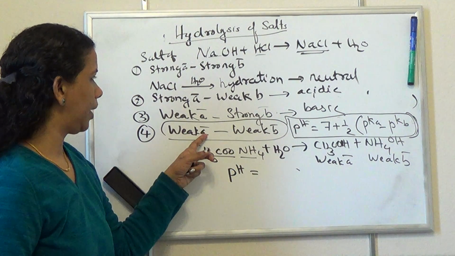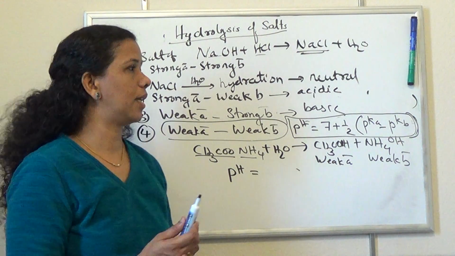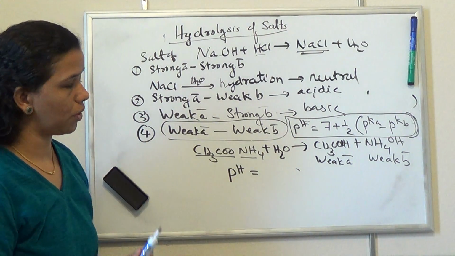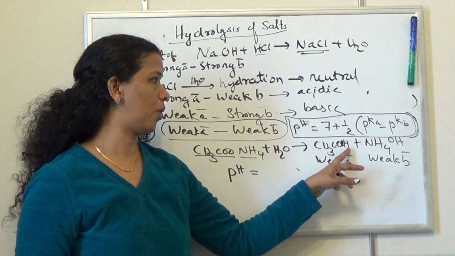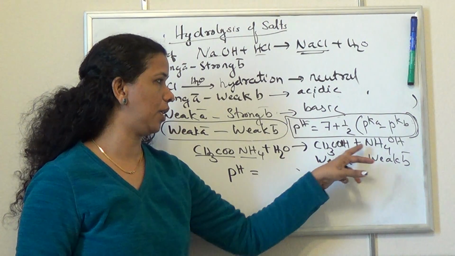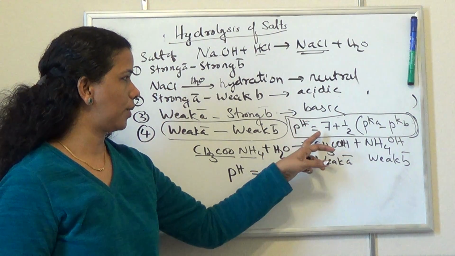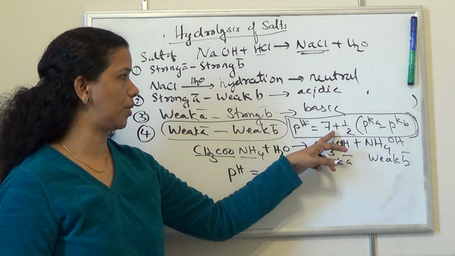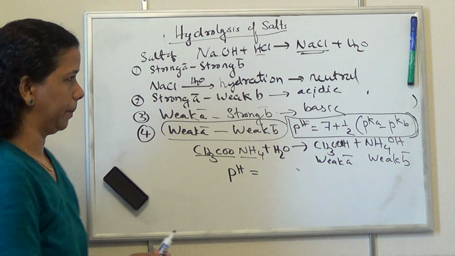Then salt of a weak acid and weak base, we cannot predict theoretically whether it is acidic or basic. It can be obtained only by using the values of pKa and pKb, or knowing the dissociation rate of these two compounds. So we can find their pH by using this equation. pH is equal to 7 plus half into pKa minus pKb.